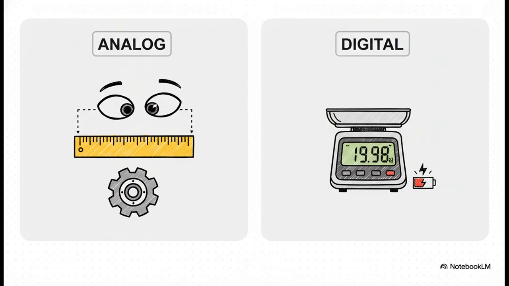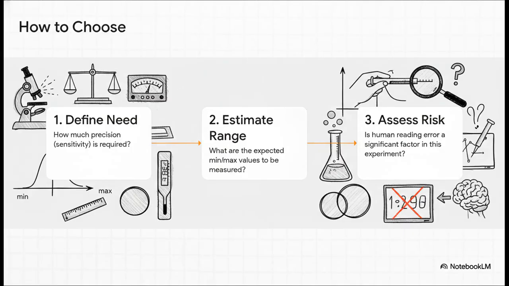They're also usually more sensitive. But, and this is a big but, there's a trade-off. Analog tools are often mechanically simpler and more durable, while digital gadgets need batteries and can have electronic glitches. So, here's the crucial point. A good scientist doesn't just grab the closest tool. They actually follow a logical process.